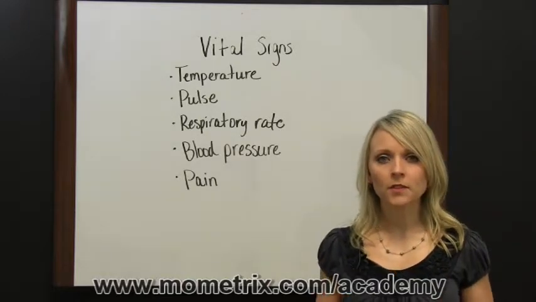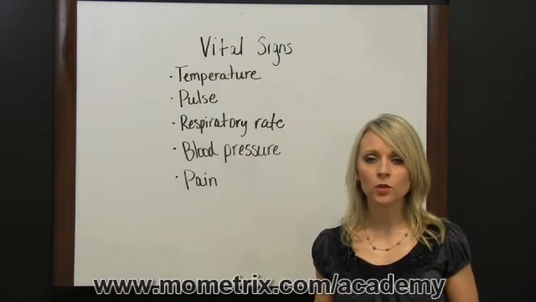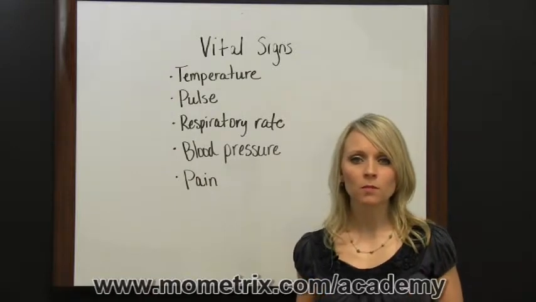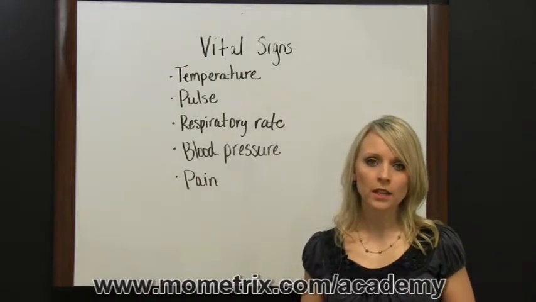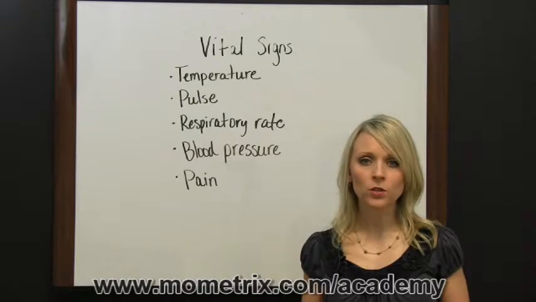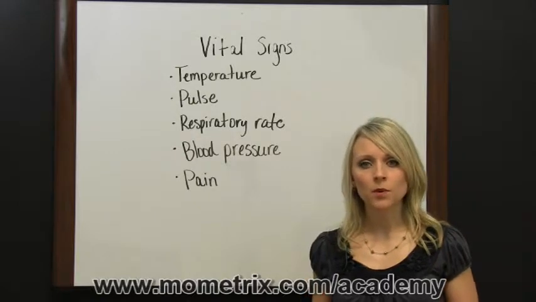And if you count for 15, then multiply by 4 to get the number of heartbeats per minute. If you count for 30 seconds, then you would multiply by 2 to get the number of heartbeats per minute.